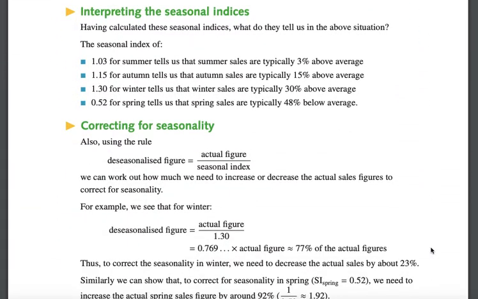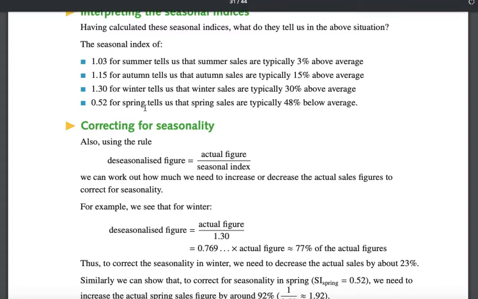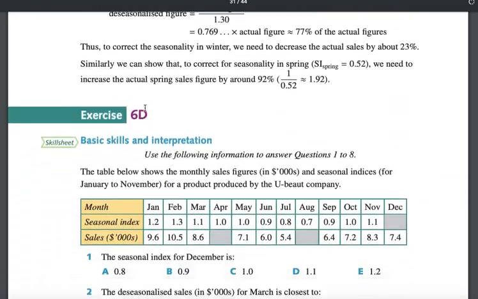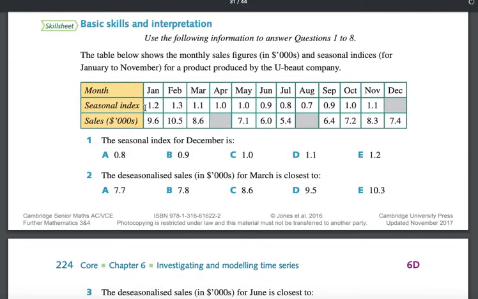So this last part here just goes through what we've already spoken about, how to interpret, because it is a big intro into this exercise. And best of luck with it.